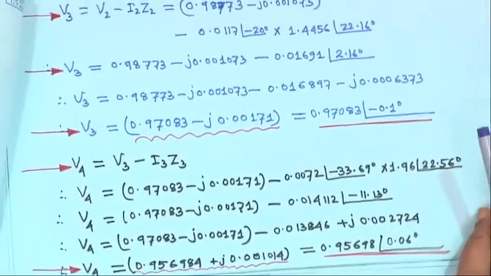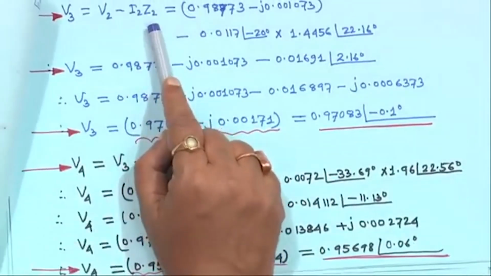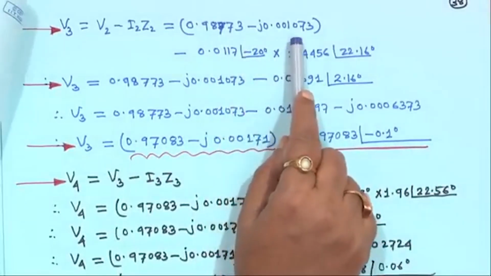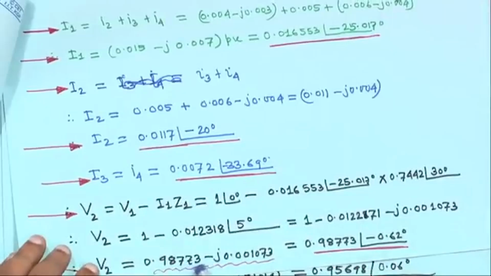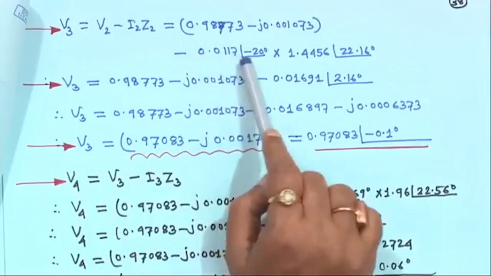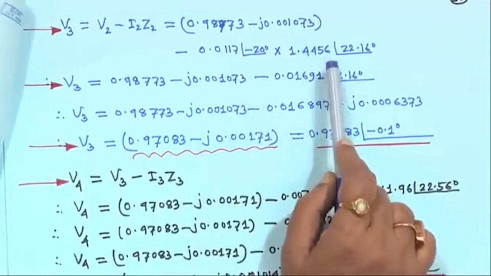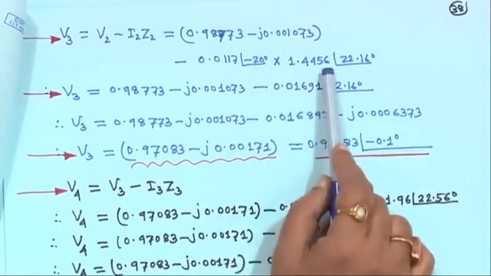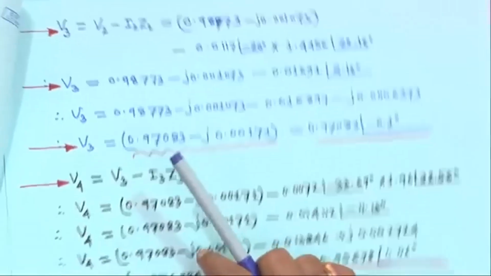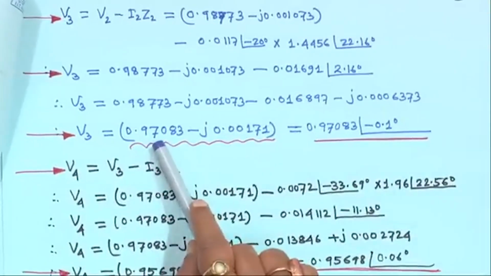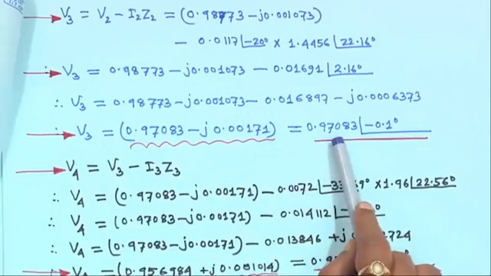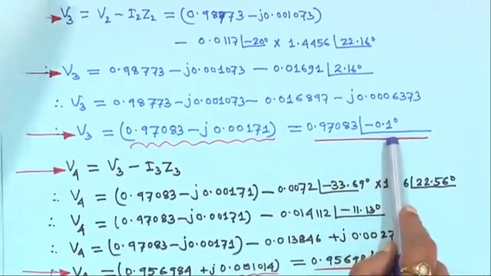So, similarly, V3 is equal to V2 minus I2 Z2, right. So, it is 0.98773, that is V2, minus j 0.001073, I mean this V2, right. So, minus your I2, this is I2 and this is Z2, all these things are known. So, just simplify, right. After simplification you will get V3 is equal to 0.97083 minus j 0.00171. So, this magnitude is 0.97083, but angle is minus 0.1 degree.